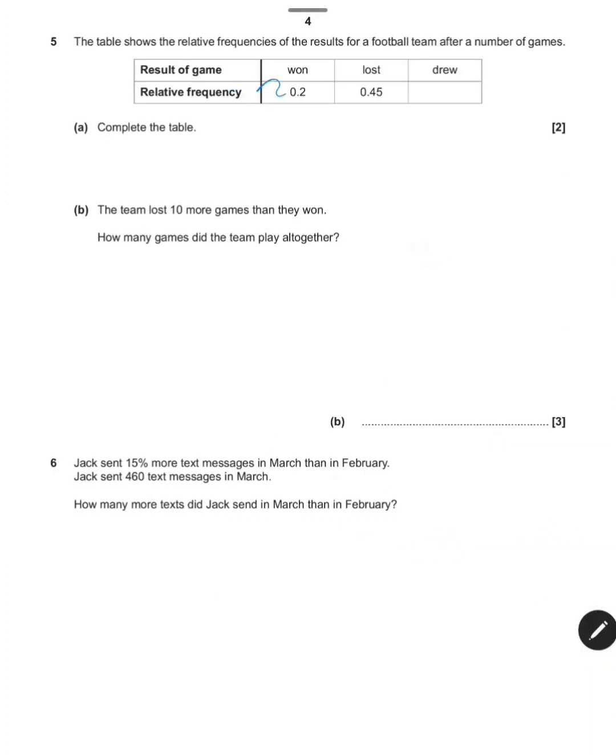Question 5, we've got a table showing relative frequencies of results from a football team after a number of games, and it says complete the table. Well, when you've got relative frequencies, these boxes, these probabilities, which is what relative frequency is, need to add up to the whole one. So 0.2 added to 0.45 is 0.65. And 1 take away 0.65 is this missing box here. And 1 take away 0.65 is 0.35.